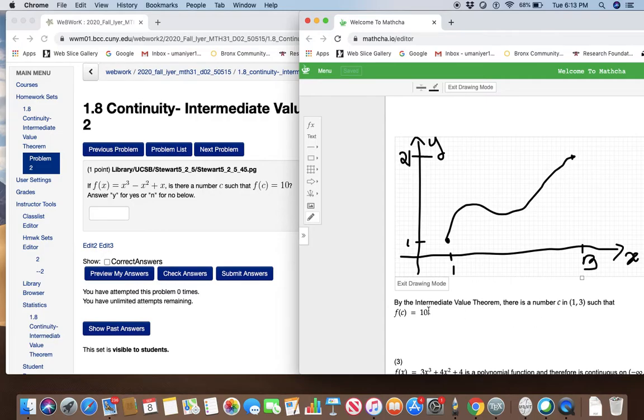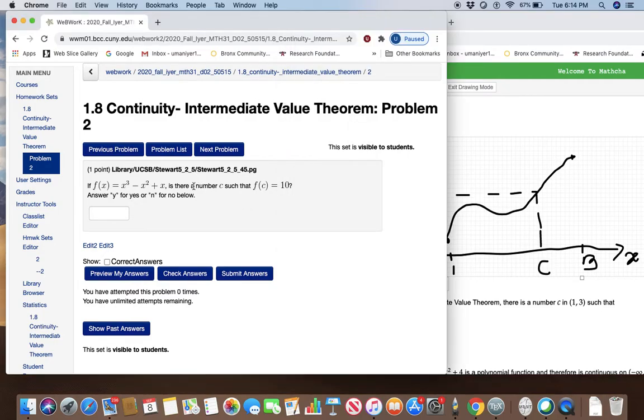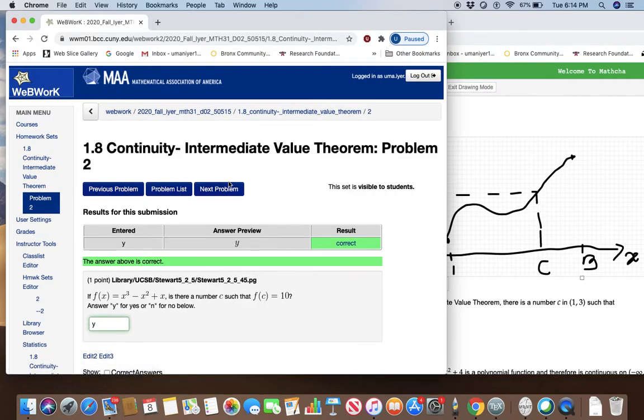In other words, for height 10, somewhere here, you should be able to find a number in the x coordinate between 1 and 3, such that the height at c is 10. That's what the intermediate value theorem says. Is there a number c such that f at c is 10? Yes. Next.